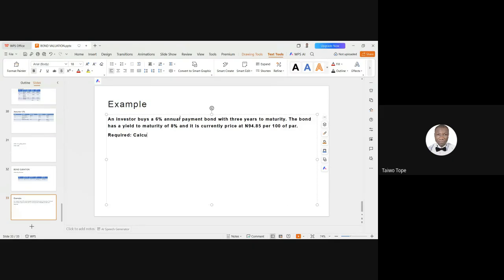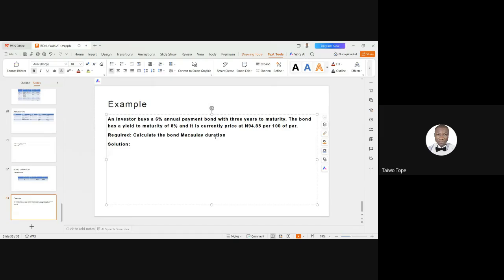Calculate the bond Macaulay duration. Now, based on what we've explained, I believe we should be able to solve this question.